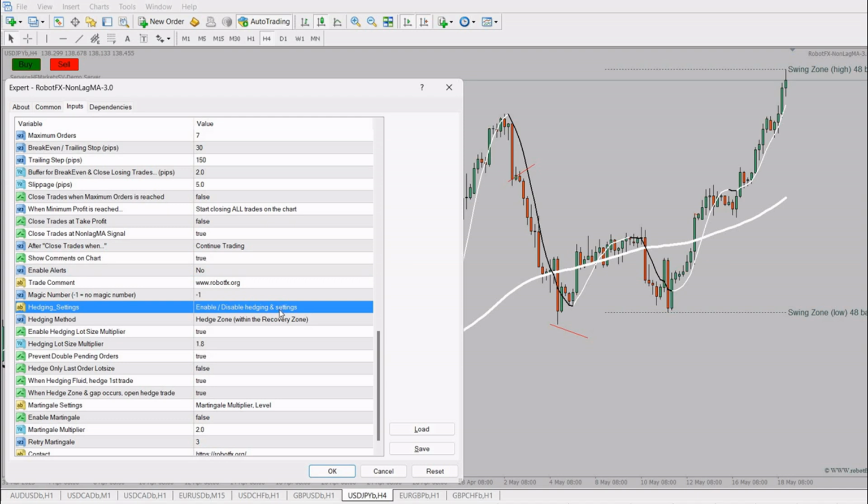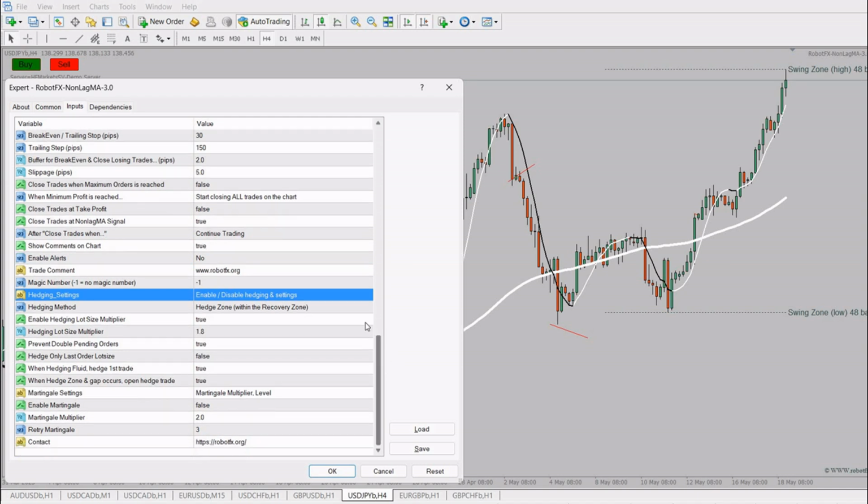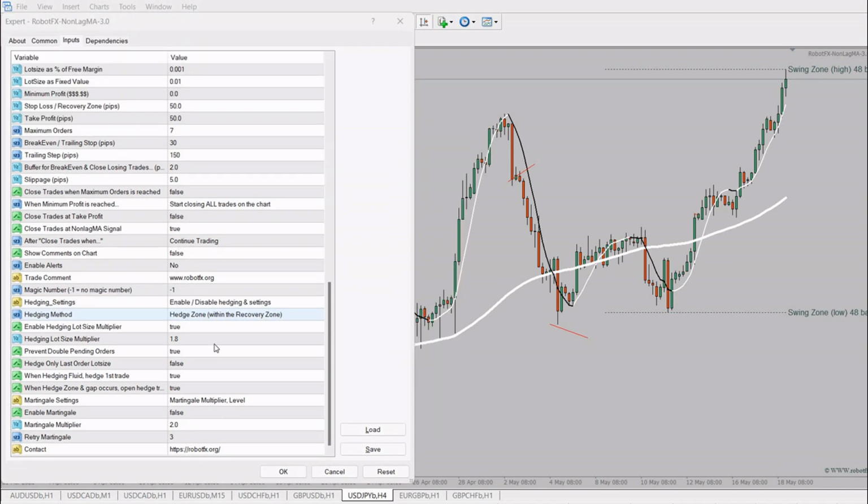And now we are going to a very important part, which is what makes this expert advisor unique: its capability to recover losses from losing trades, and this is the hedging. I'm going to explain very fast the hedging settings, and then I'm going to switch to a PowerPoint demonstration to better explain how you should set the hedging depending on your trading style.